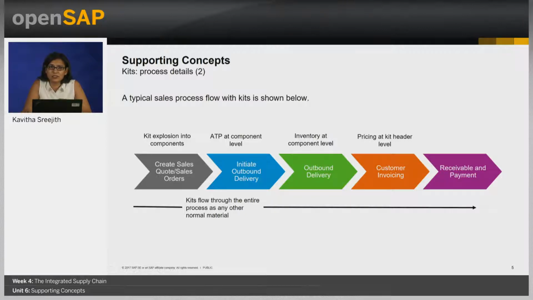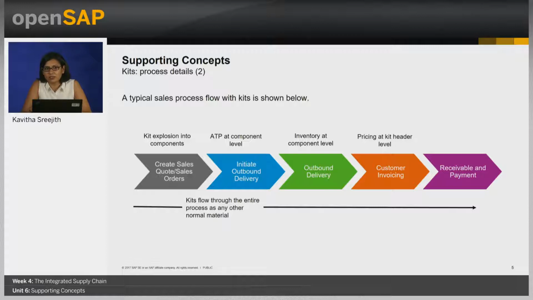Note that since this inventory is available only at the component level, confirmations in the outbound delivery happen only at the component level, though it is aggregated and shown at the header level in the delivery document. The system at all times ensures that the integrity of the kit is maintained.